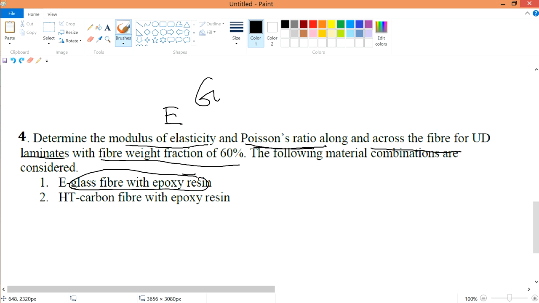So you calculate this one for this case only, and you calculate this one for this case only. They are not related at all. I think later on in part B they have something, but we don't have part B in this question.